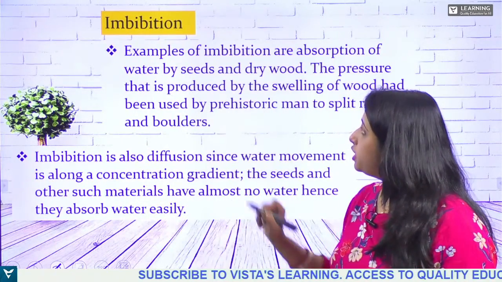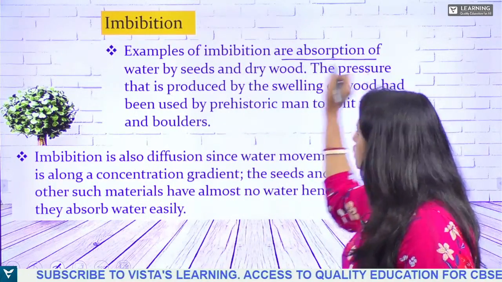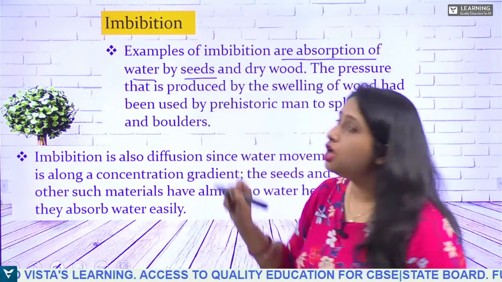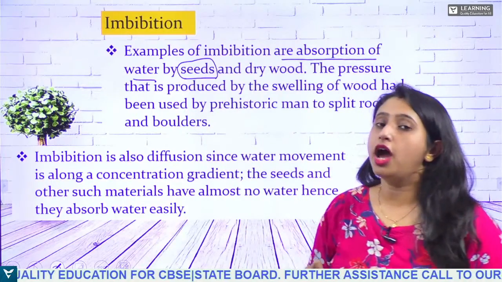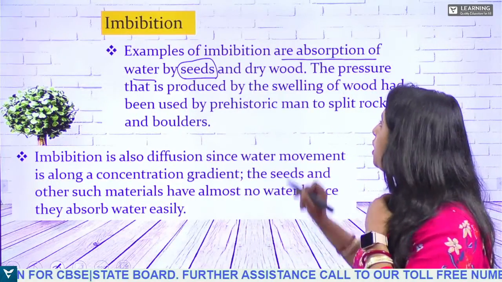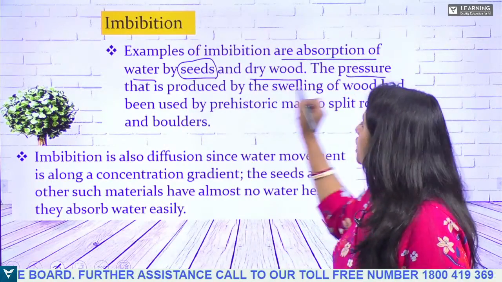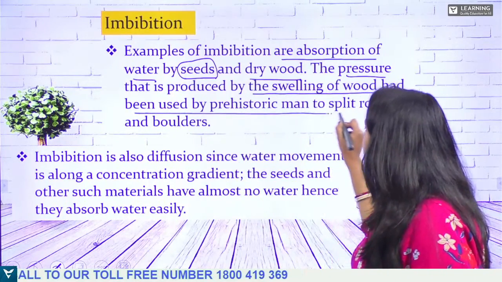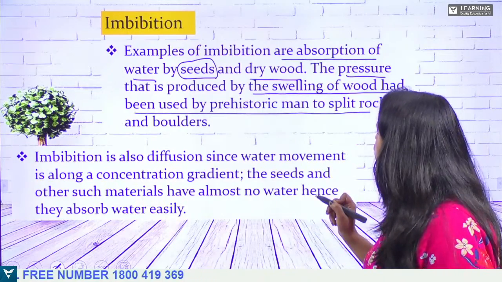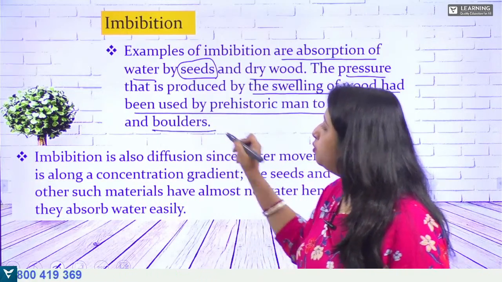Next, examples of imbibition are absorption of water by seeds. Seeds also have the capacity to absorb water from the endosperm of the fruits, and dry wood. The pressure that is produced by the swelling of wood was used by prehistoric man to split rocks and boulders.